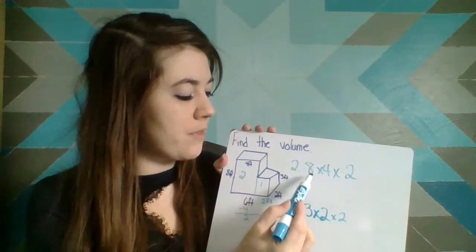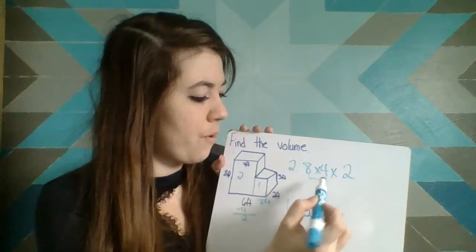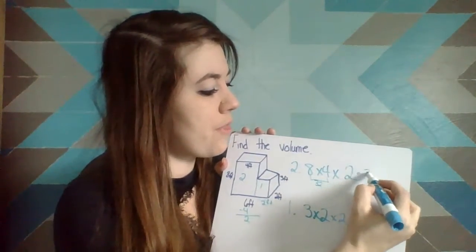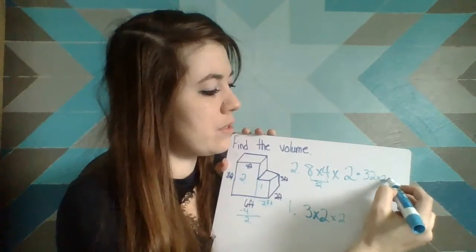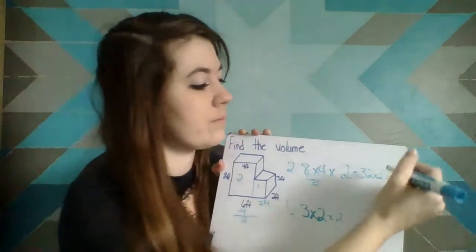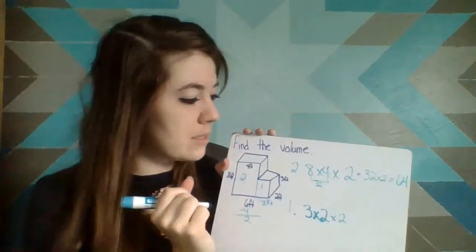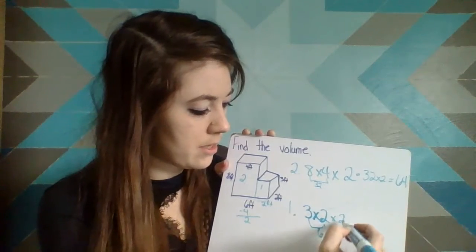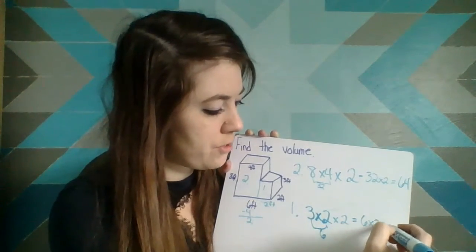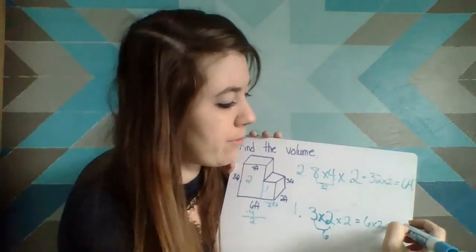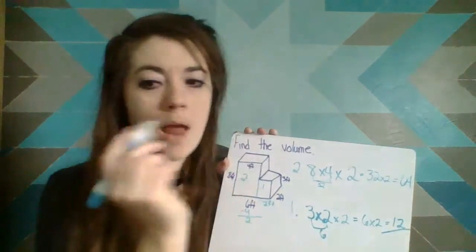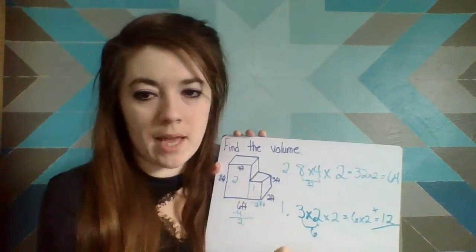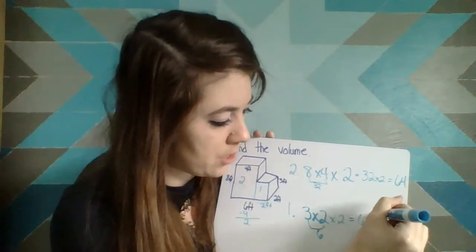So looking back up here at this one, we have 8 times 4 is 32. So we've got 32 times 2, which equals 64. Excellent. And then down here, 3 times 2 is 6. 6 times 2 is 12. Excellent. And what do we do with these two, 64 and 12? We add them together. It's supposed to be an addition sign, not a multiplication.